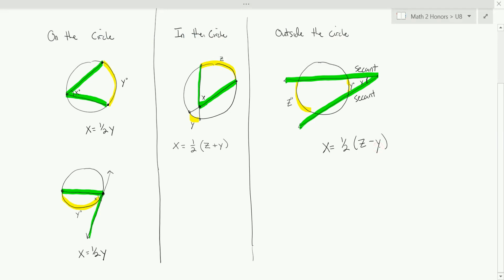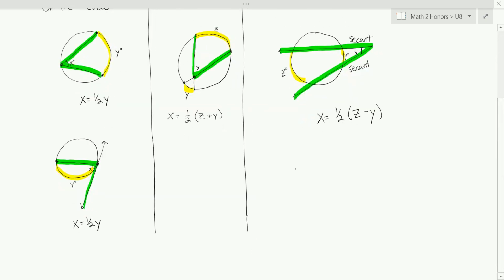Okay. So in all these so far, you have x equals 1/2 something. And that something deals with an arc that it intercepts. In some cases, it only intercepts 1 arc. In other cases, it's intercepting 2 arcs. If it's inside, you're adding those 2 arcs. If it's outside, you're subtracting those 2 arcs.